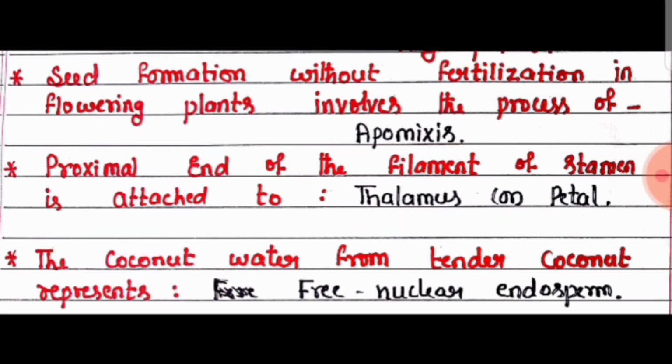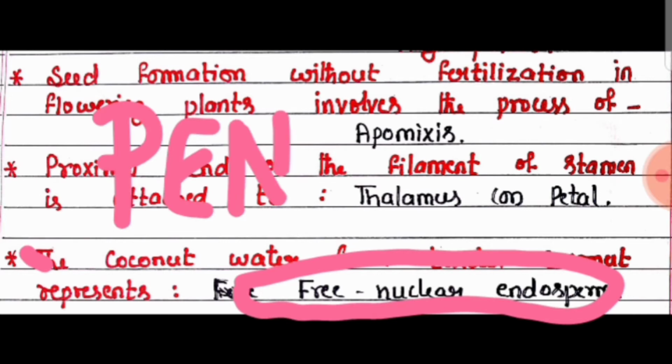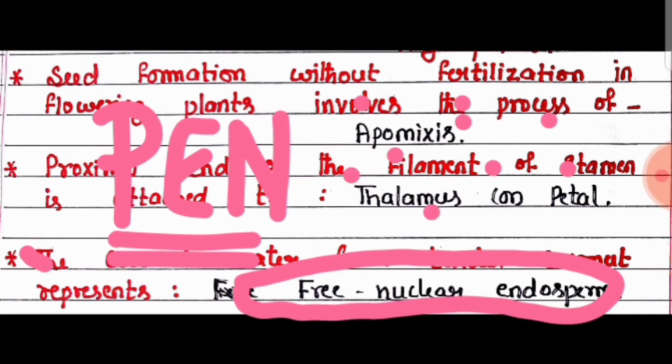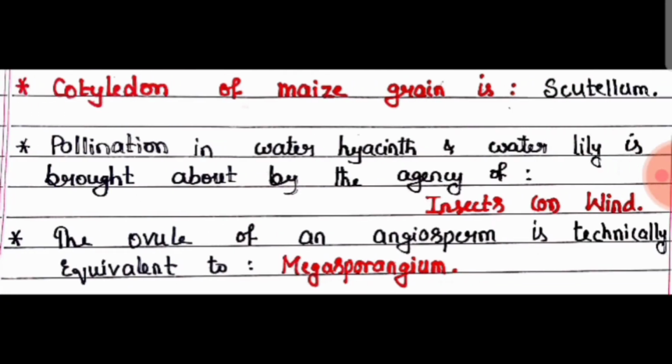The coconut water from tender coconut represents free nuclear endosperm. After double fertilization, there is a triple fusion to form the primary endosperm nucleus. This undergoes mitosis to produce free nuclear endosperm. One of the best examples is coconut water.